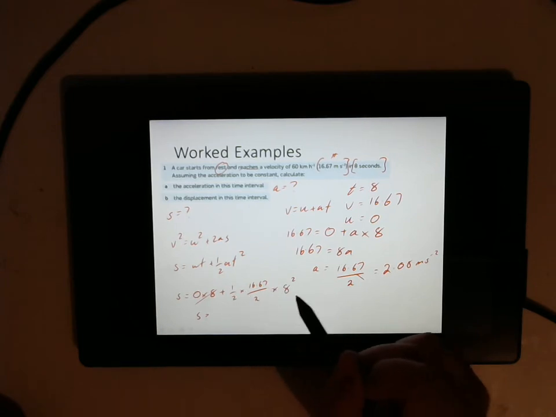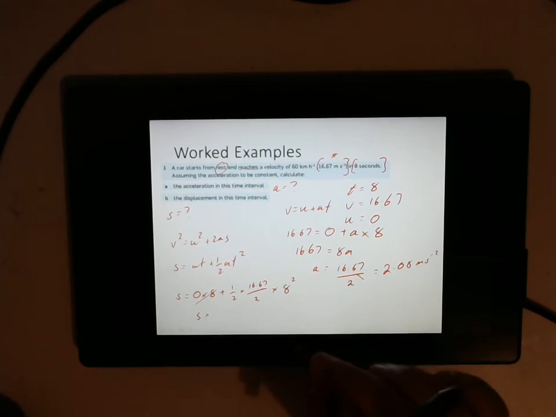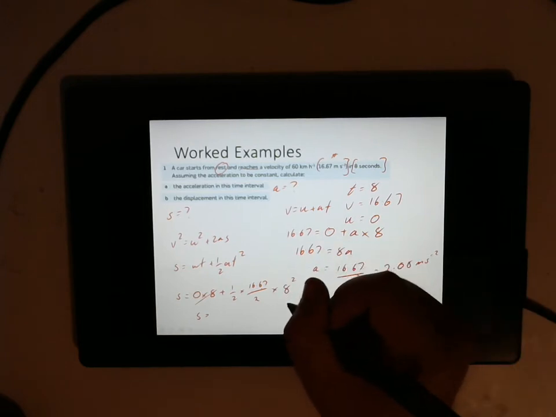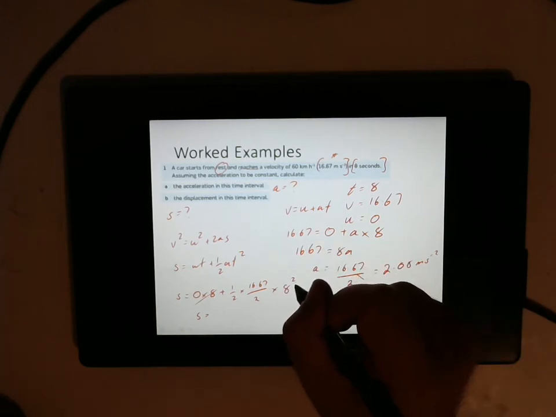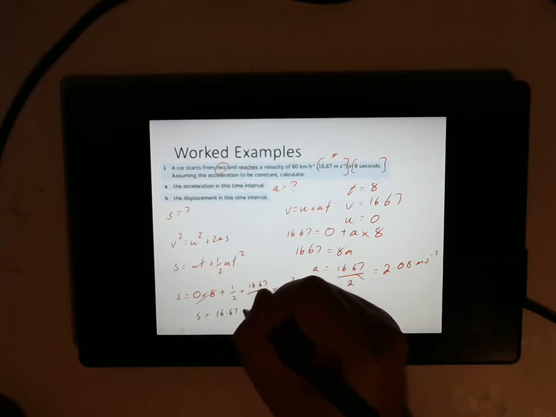You could put all this thing in your calculator in one go. I kind of like to simplify some of it in my head a little bit before, so you do it your way and I will do it my way. So 8 squared, as I said, is 64, half of 64 is 32, half of 32 will be 16, so we'll have 16.67 times 16.